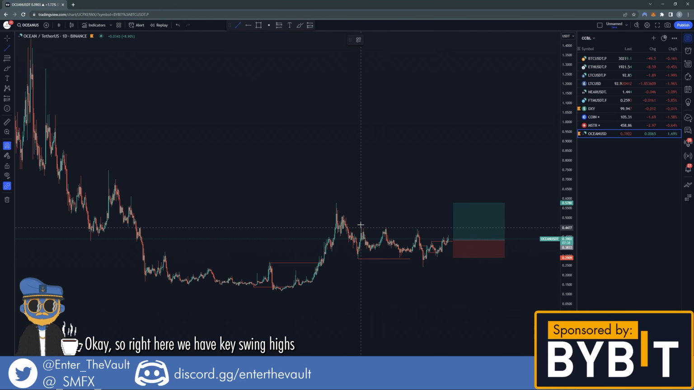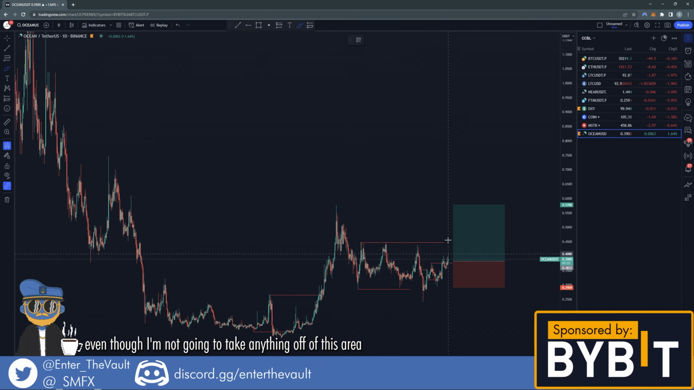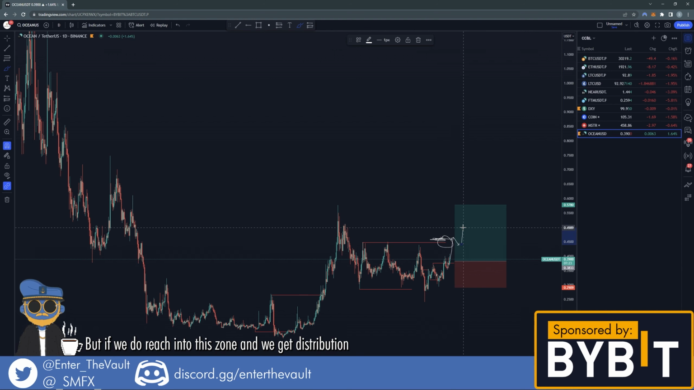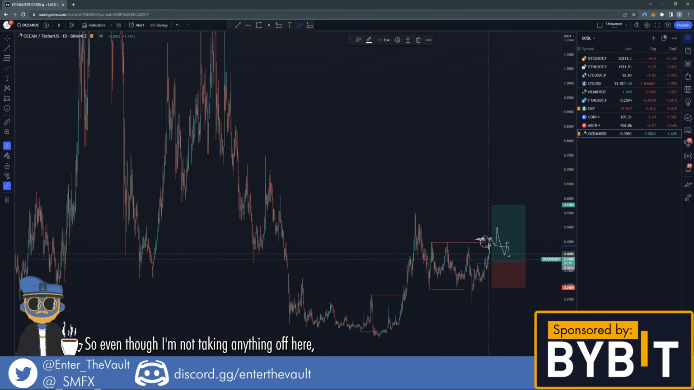Okay, so right here we have key swing highs. Even though I'm not going to take anything off of this area, as the risk reward does not add up if I start to take anything off here, if we do reach into this zone and we get distribution, then maybe I look at cutting the entire position altogether. So we'll keep an eye on these equal highs to see if we get distribution there.